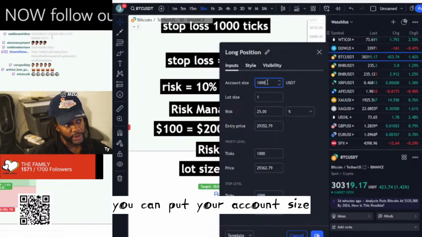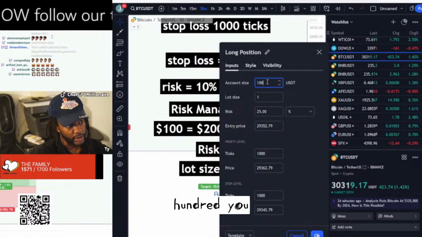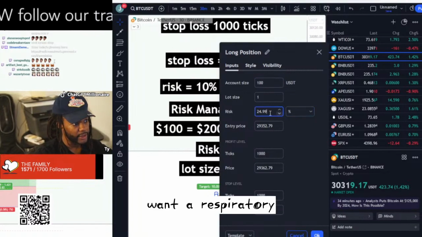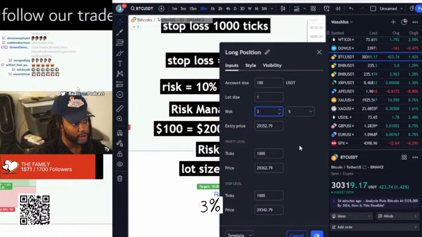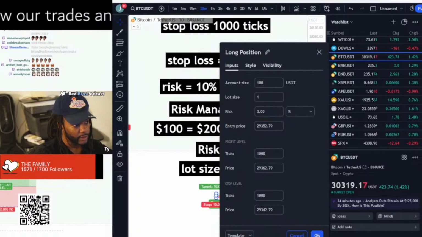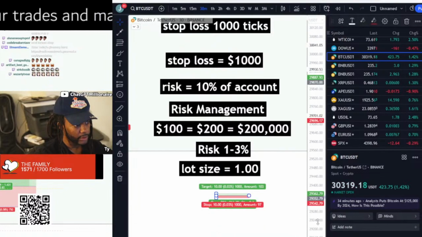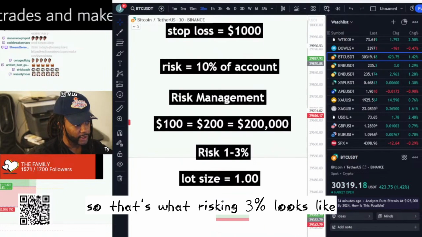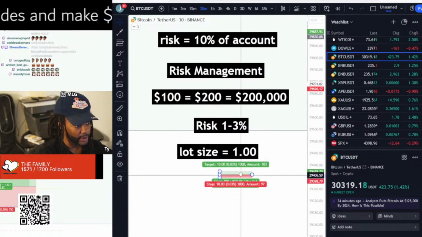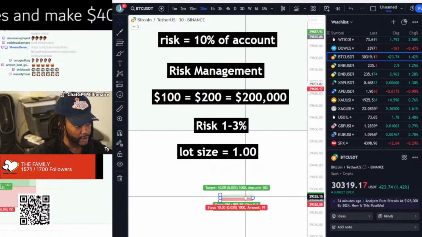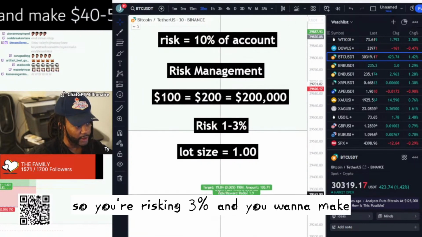Even in inputs, you can put your account size, 100. You want to risk per trade 3%. So that's what risking 3% looks like, that red bar right there.